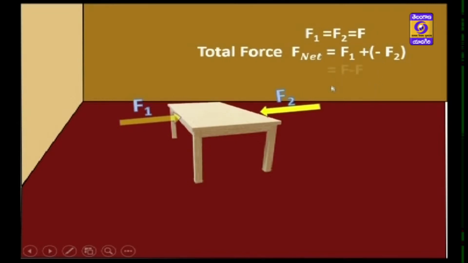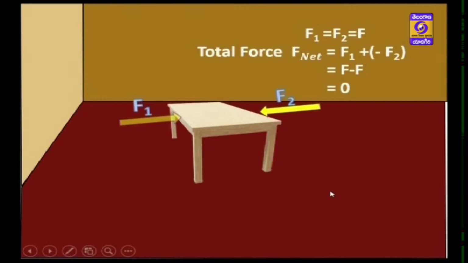So finally, the resultant force will be F plus minus F, because F1 equals F2 equals F. Both are applying equal force, so the answer is 0. It means even though forces are acting on this object, the net force becomes 0. Due to this reason, the table is still at rest. So the direction of the applied force is very important to change the state of the object.